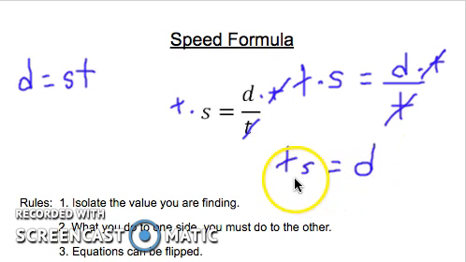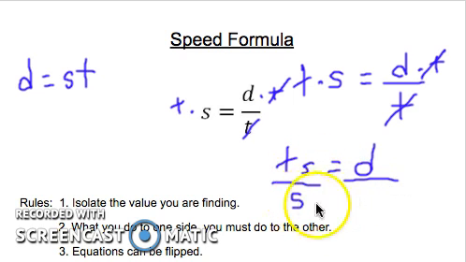So now I have to get rid of this s. And how would I get rid of this s? I would divide by s. So since I divide by s on one side, I have to do it to the other. These will cancel out, and t equals d over s. So that's how you would do literal equations whenever you have the division sign right there.